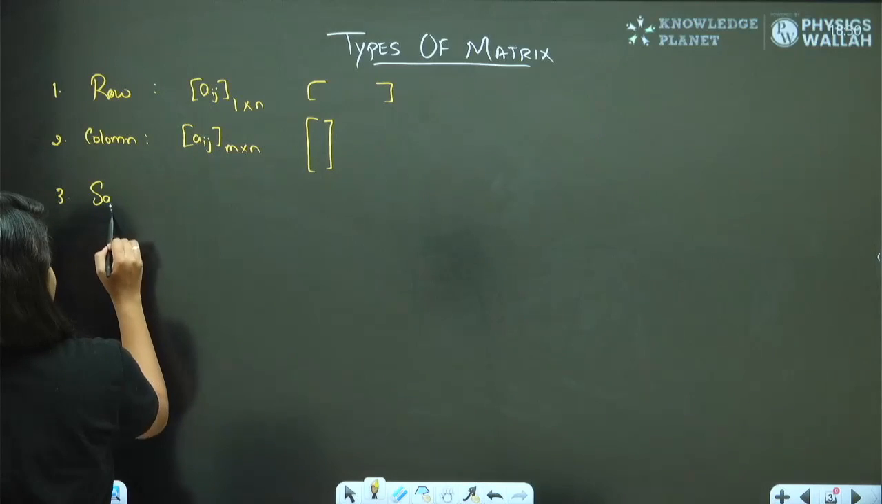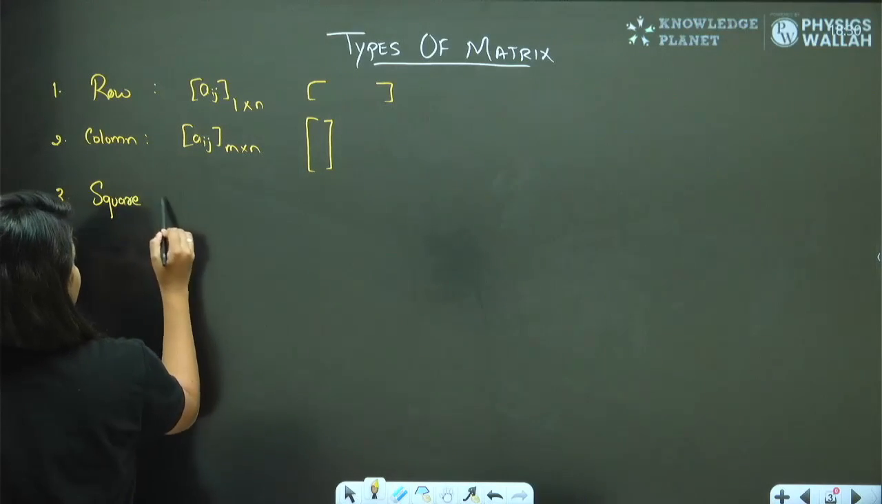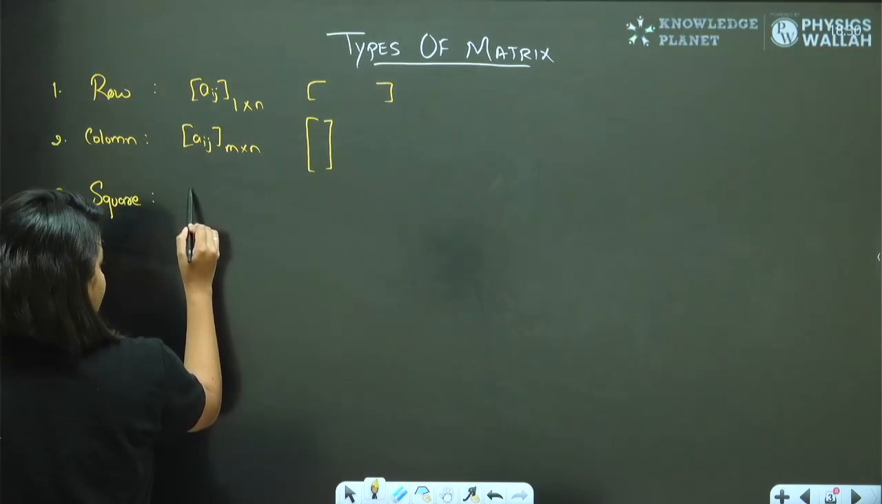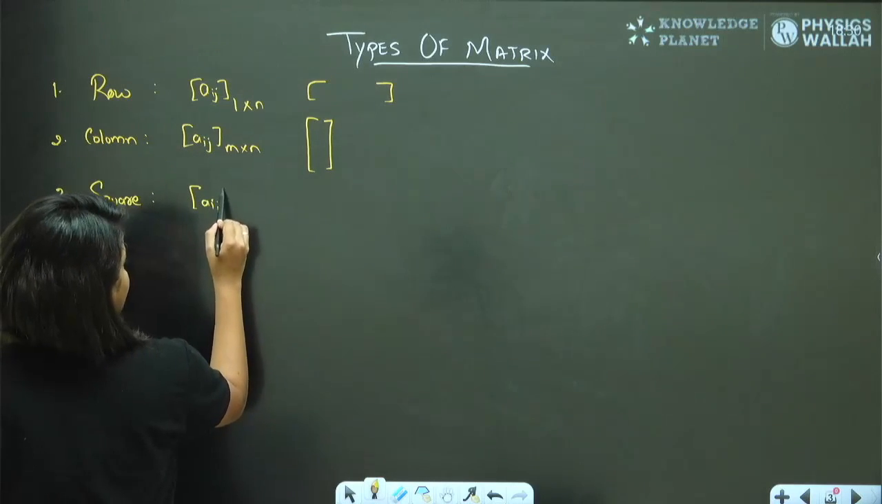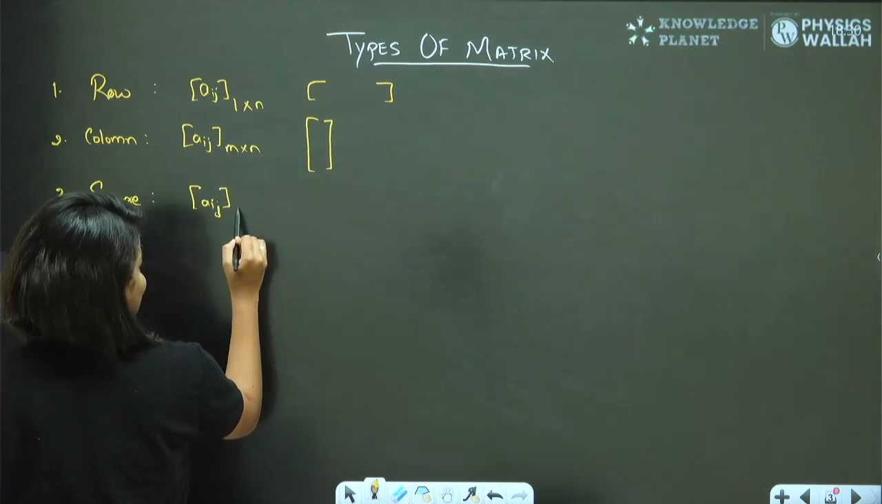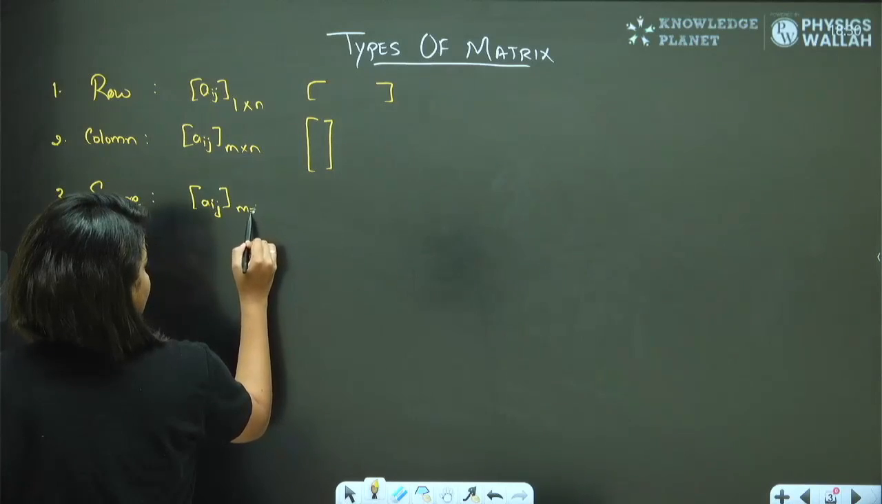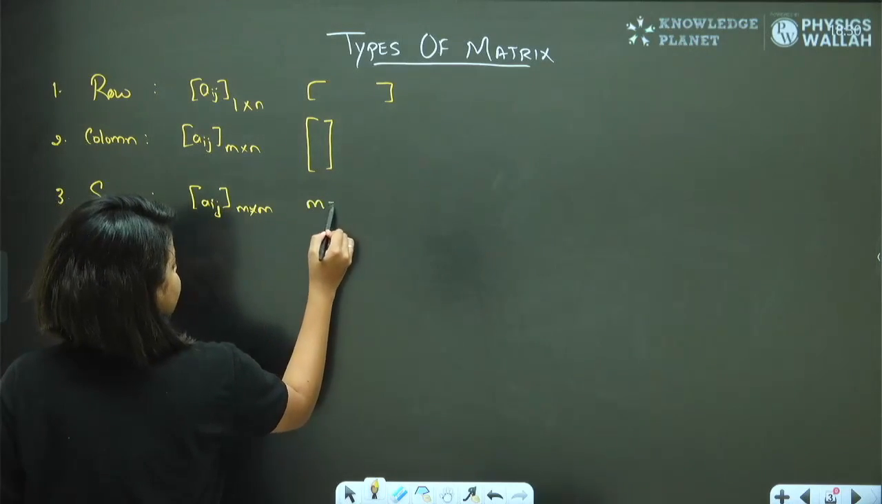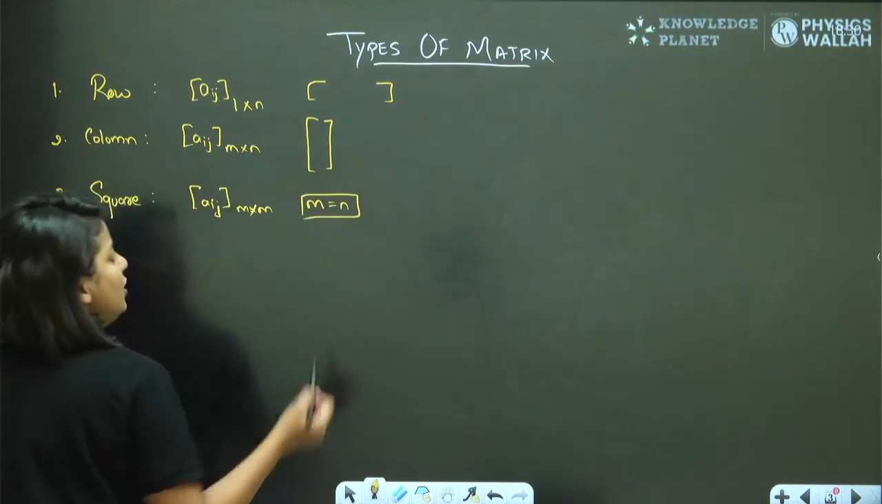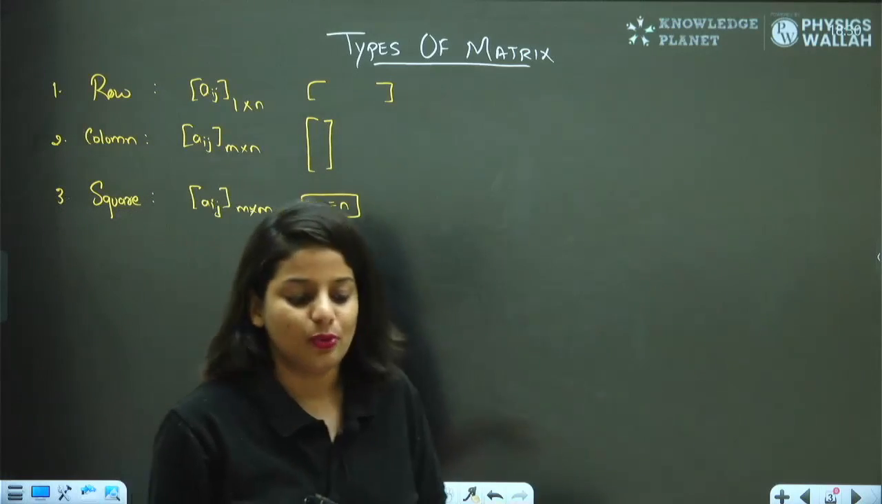Third one, square matrix, meaning when in a matrix M and N are equal. This is i and j, guys. M and N are equal. When M is equal to N, number of rows equal to number of columns, we say it's a square matrix.